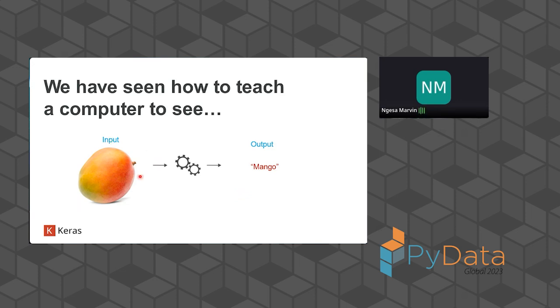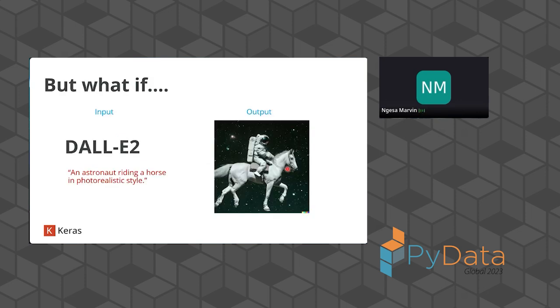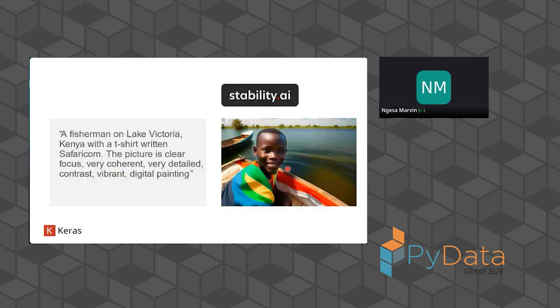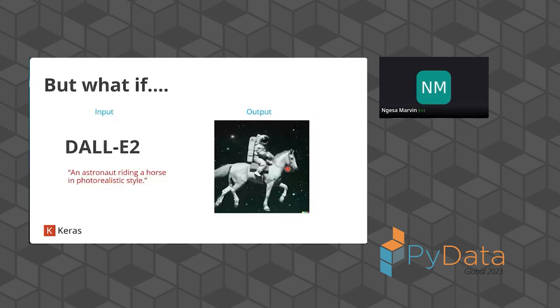But in this example, you can give a model an image, and the model will tell you that the image you're seeing is a mango. It will give you an output like a mango. But what if you switch this entire thing, so that instead of showing a model an image, you give it a text prompt, for example, a fisherman on Lake Victoria, or an astronaut riding a bike? I think this has become very common in almost everything.